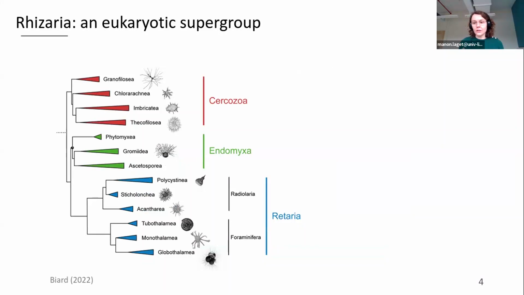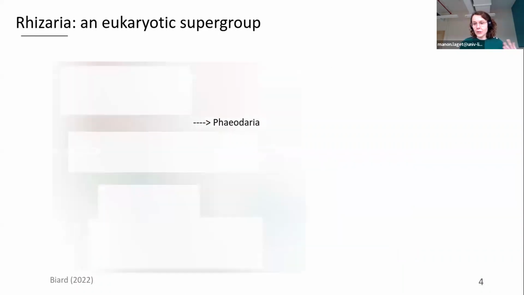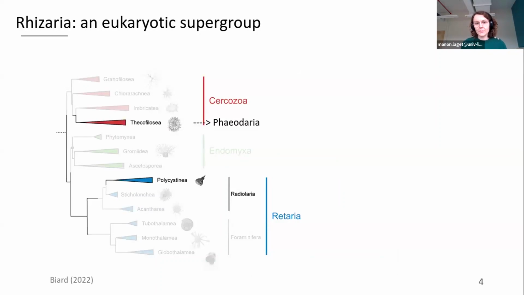Rhizaria are a major eukaryotic supergroup, which includes unicellular eukaryotes or protists from diverse ecosystems, aquatic or terrestrial. In marine ecosystems, it includes in particular foraminifera or radiolaria. Here I will focus on two groups of strictly planktonic Rhizaria, Radiolaria Polycystinea and Phaeodaria. As I said, these groups are strictly planktonic, and they are found from the surface ocean to the deep ocean.